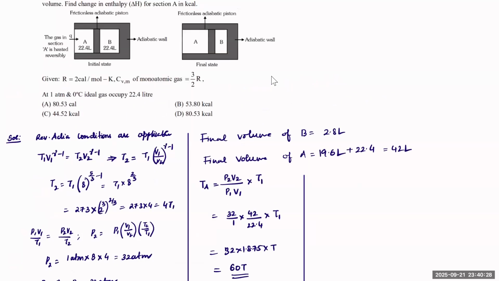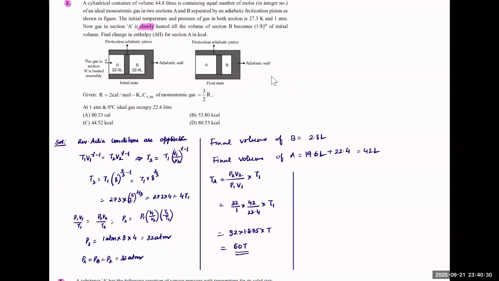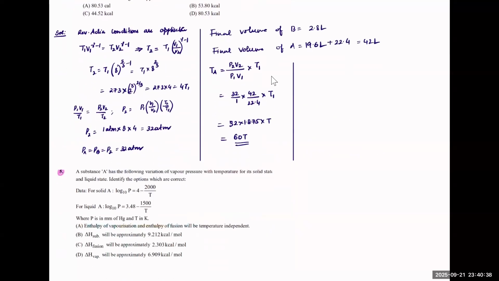Everybody, please check this question so far. This is the final temperature on the A side, beta. Now we got the temperature on the A side. Got it? The original temperature T1 was 273 kelvins.